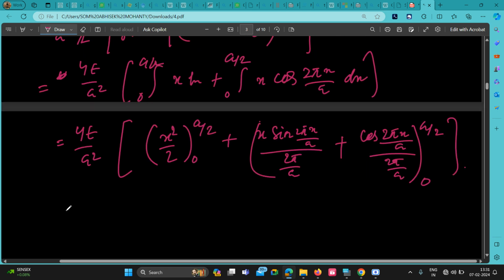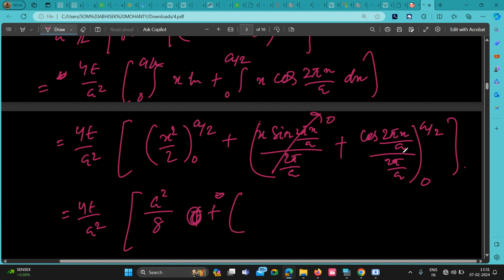So now 4 epsilon by a square. On the first one, put the value: a square by 4 by 2, that is a square by 8. Plus, in the sine term, if you put a by 2, it becomes sine pi, which gives 0, so this term becomes 0. Only the cos term is left. Cos pi is minus 1, so minus 1 by 2 pi by a, minus, if I put 0 here, cos 0 is 1, so 1 by 2 pi by a.